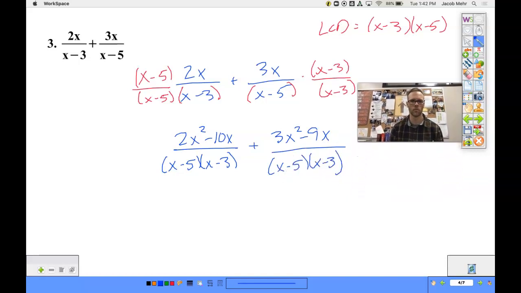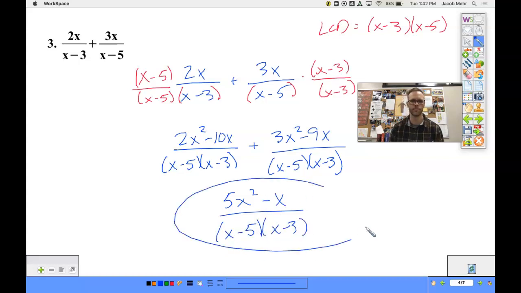Now we can add, and we have 5x squared, negative 10x plus 9x is minus x, over x minus 5, x minus 3. Now you might look at this one and say, can we factor an x out of the numerator? Sure, go for it. I'm okay with this. If you want to factor the numerator as well, you can. Now, if something were to cancel out when we factored this out, then we would want to do that, but nothing would cancel out here, so I think we're good. All right.